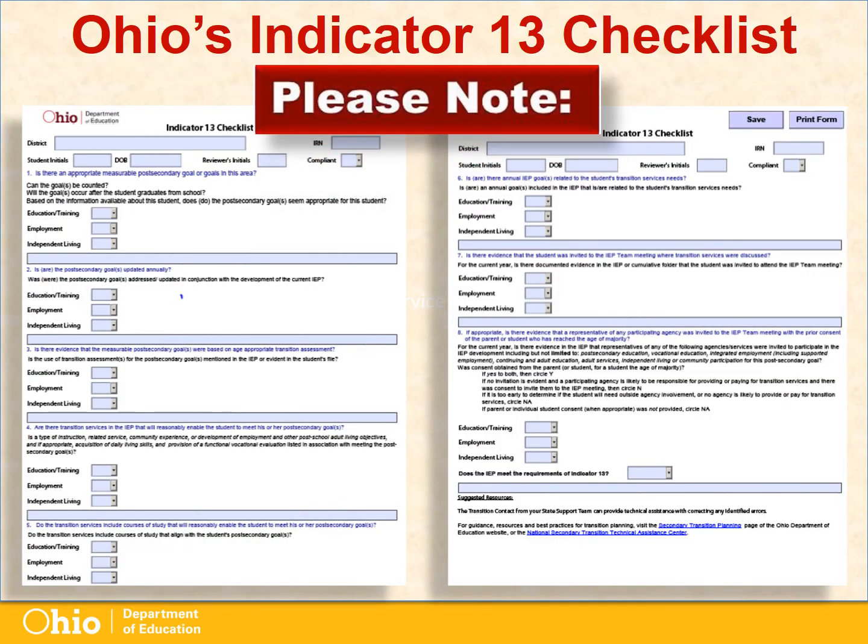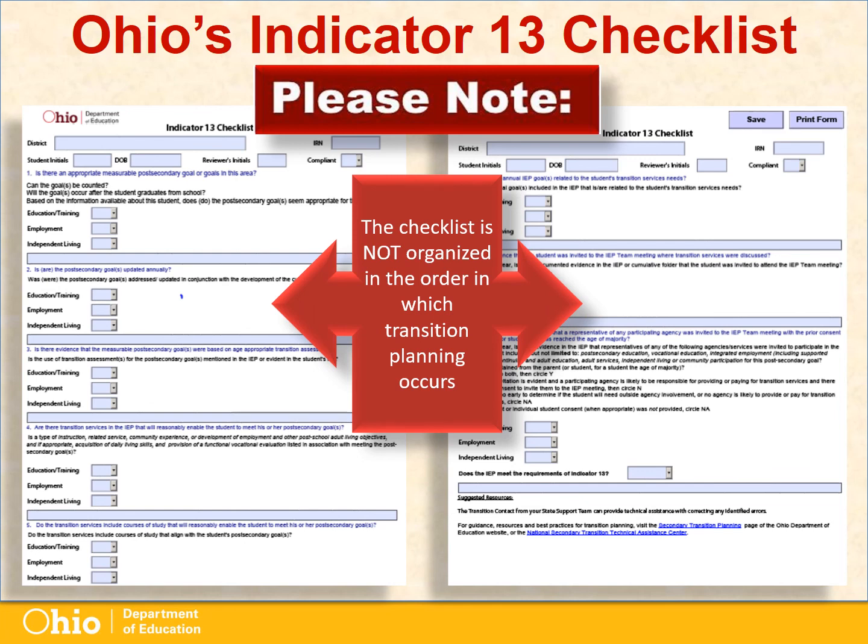Note that the checklist is not organized in the order in which transition planning occurs. That is, we do not begin secondary transition planning by generating measurable post-secondary goals, as these goals must be based upon data collected through age-appropriate transition assessments. Educators can use the checklist to review the IEP transition plan. During a monitoring review, every question on the checklist must be answered yes or not applicable by the Ohio Department of Education in order to be found compliant.